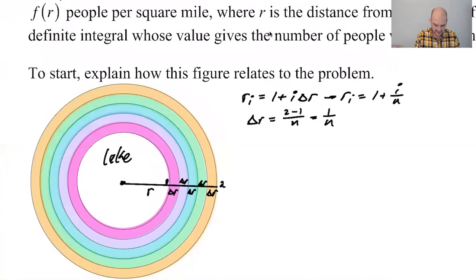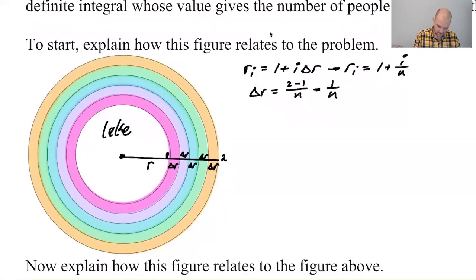I think that this makes sense so far, right? So it's like we have an r axis and we're interested from 1 to 2. And so we cut it up into n equal slices. We start at 1 plus i delta r. That all makes sense to me.